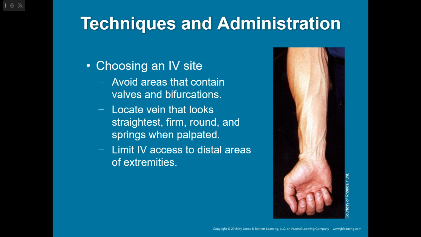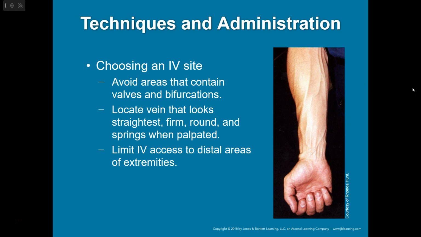Avoid areas that contain valves or bifurcations. You can probably look on your own arm and see a valve. It's like a little bump right in the middle of your vessel. That's a one-way valve, pretty much. And you can go through those with an IV, but if you can avoid them, that's the best way. Bifurcation is where the two vessels might split off. Let's see if you can see this. Like right in here. See that bifurcates? So those vessels are splitting off in different directions there. So we'd want to avoid that if possible. We could go right here, right above that bifurcation is a good spot.